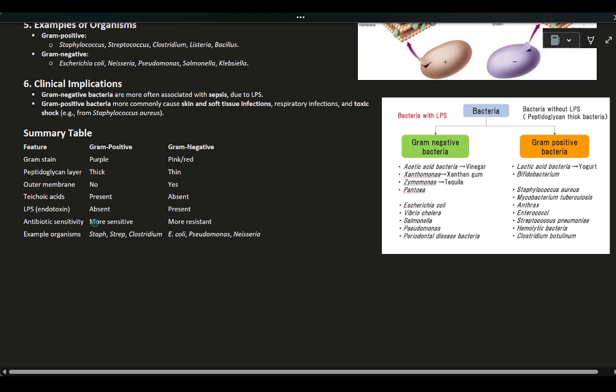And so, clinically speaking, it's important to remember that gram-positive bacteria are more sensitive to antibiotics, while gram-negative tends to be more resistant.